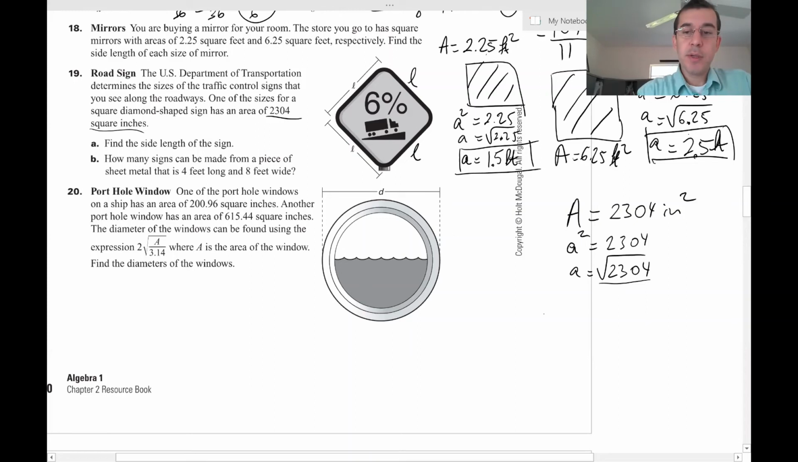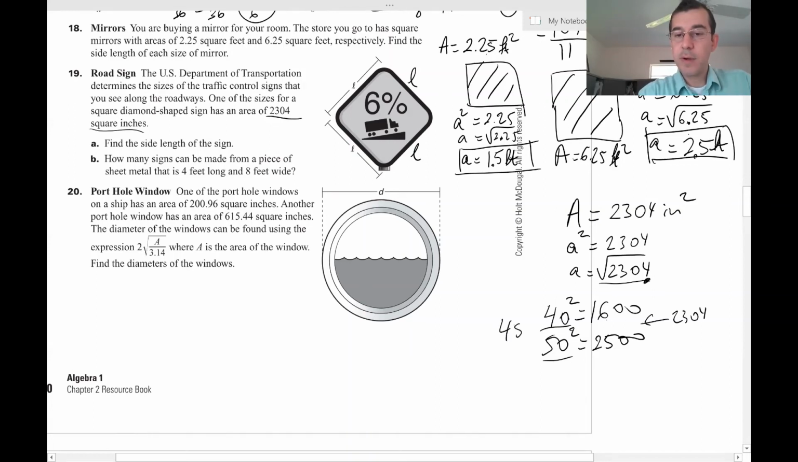We know that 40 squared is 1,600, right? 4 times 4 is 16, and then 2 zeros. And 50 squared is 2,500. 5 times 5 is 25, and then 2 zeros. So 2,304 is between 40 and 50. It's going to be somewhere here. 2,304 is very close to 2,500. It's closer to 2,500 than 1,600. So we know that this is going to be over 45. So it's either going to be 46, 47, 48, or 49.